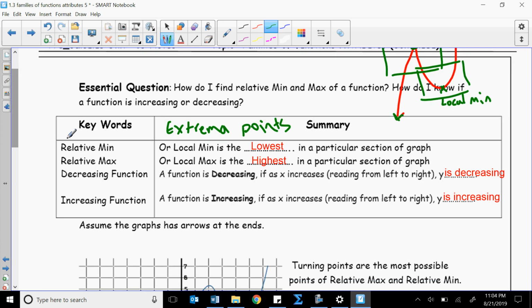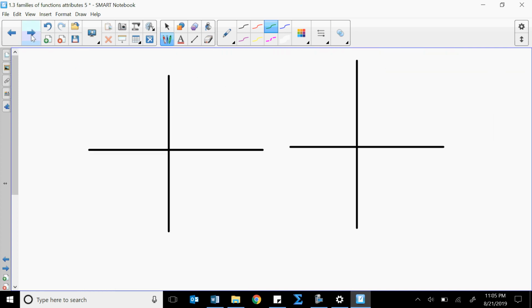Now let's see what a decreasing function is. A decreasing function is a function that as x is increasing, y is going to decrease. So as I move from left to right, I see that x is increasing, but y is decreasing. And for an increasing function, we can say a function is increasing if as x increases, reading from left to right, y is increasing. Let's see on a graph, how does that look?